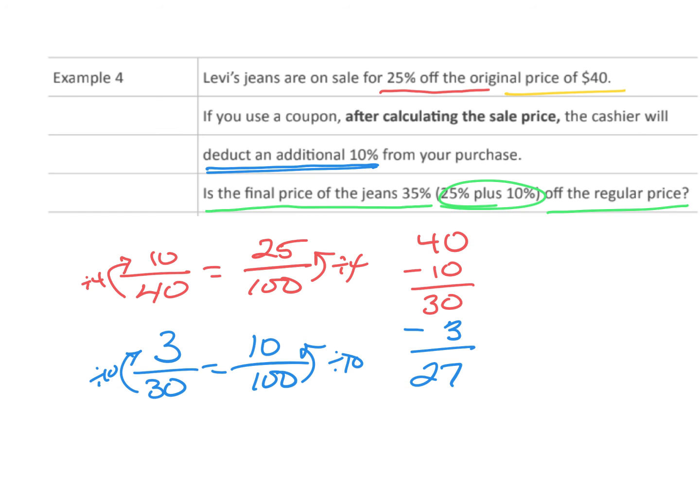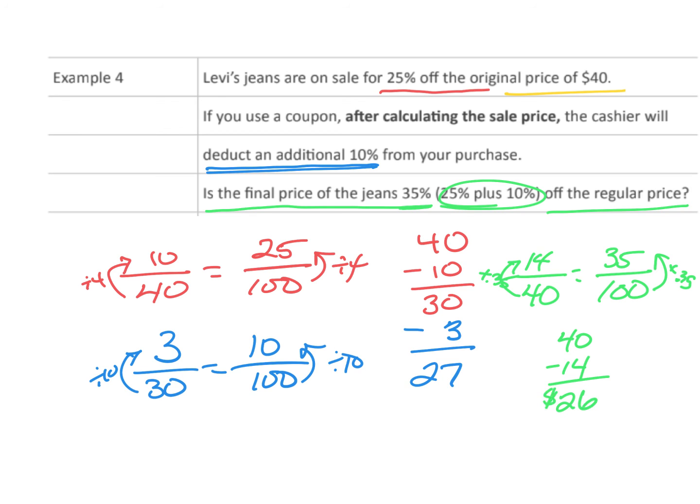Well, let's take a look now at if they are the same as 35%. So I'm going to set up a percent proportion over here. Original price was 40, and I want to take 35% off. So I'm going to multiply by 0.35 on both sides. And 40 times 0.35 gives me 14. So 40 minus 14 gives me $26. So again, hopefully you know the answer, but the $26 is not the same as 25% and then another 10%. It is not the same price.